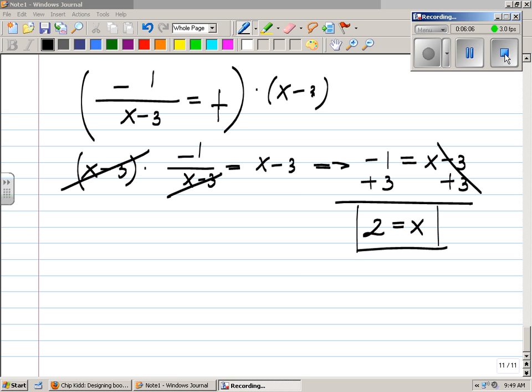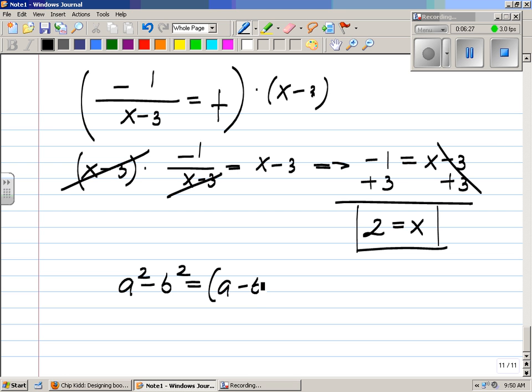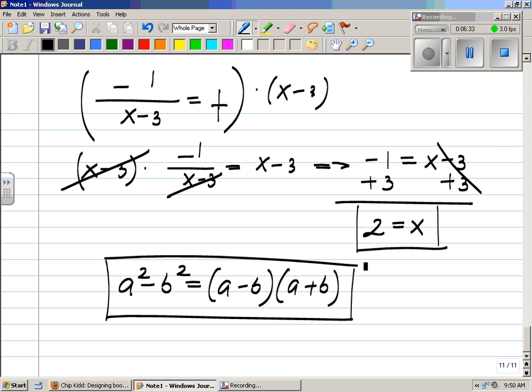Well, this was a tricky problem because that x squared minus 9 could be confusing. You may not be able to find the ways to factor it, but memorize that difference of the squares formula. A squared minus b squared is always a minus b times a plus b. Alright, this is going to be helpful. This is it.